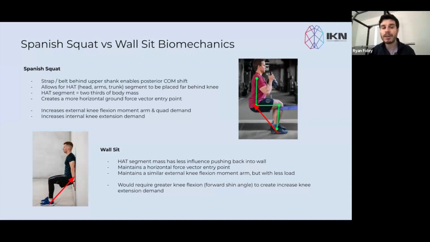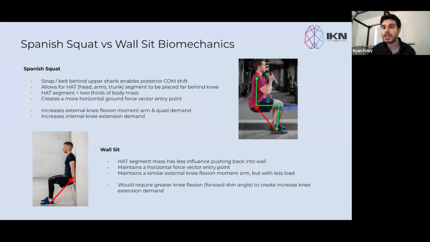So in this video here, what we wanted to do was to explore the key biomechanical differences between the Spanish squat and the wall sit. Now the Spanish squat and the wall sit are two commonly used tasks to allow you to constrain demand into the knee extensors, into the quadriceps. But I'm sure we've all experienced a lot more challenge and demand through the knee extensors in the Spanish squat as compared to the wall sit. But why is that the case?